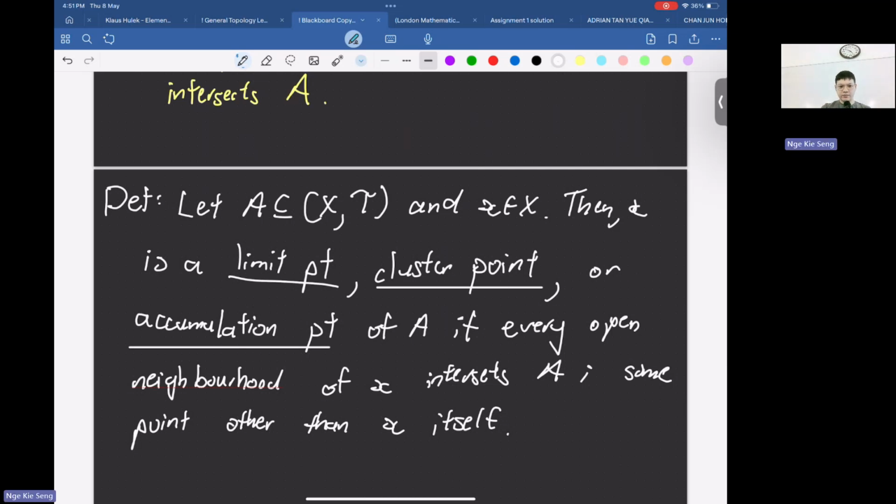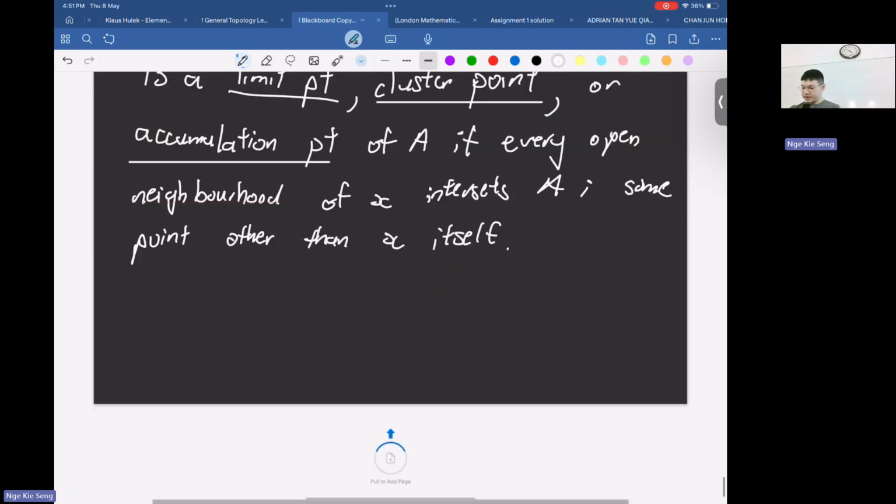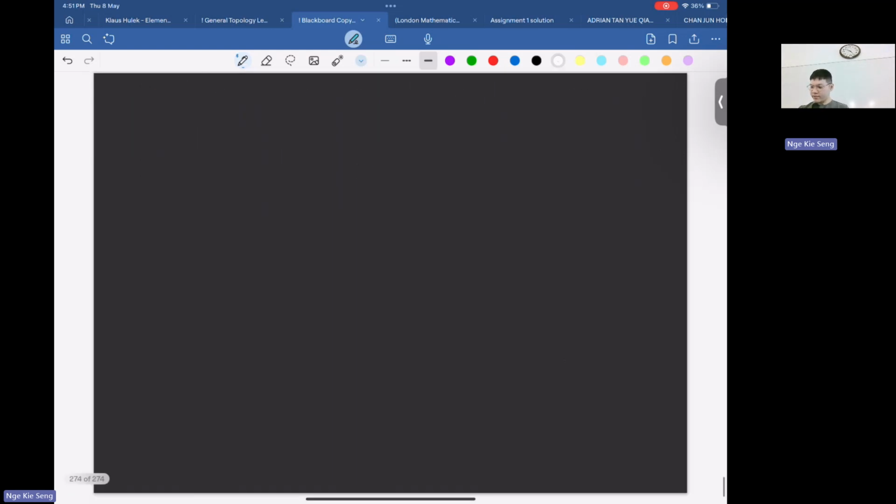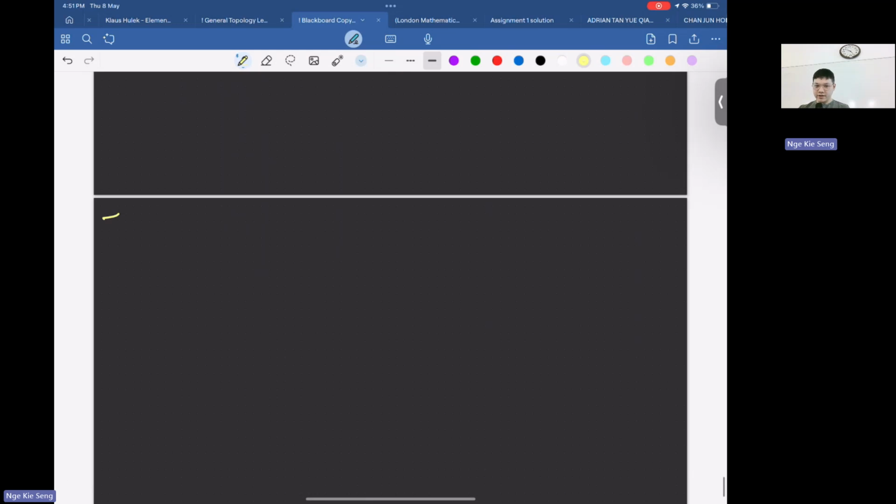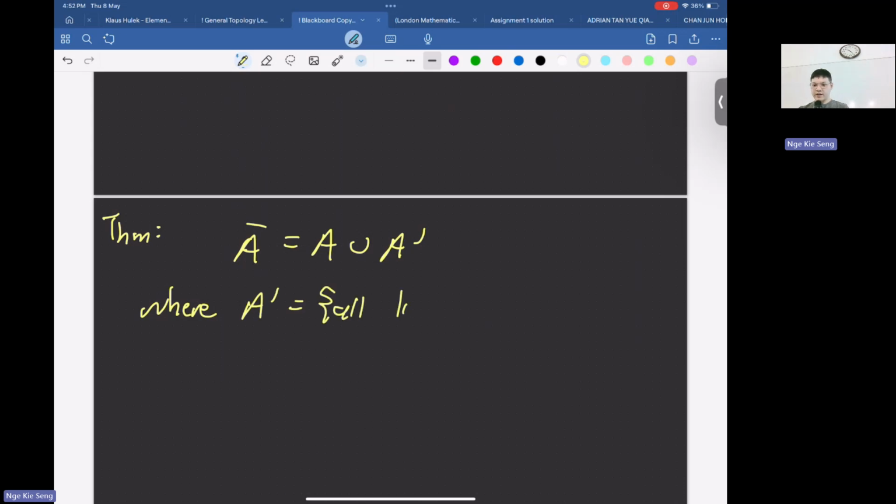Okay, so skip the example first. Next time we can talk about it. But you can see what this theorem is here? This theorem says we will prove that A bar equals A union A prime, where A prime is all the limit points of A. Let's prove this and then we will finish off today.